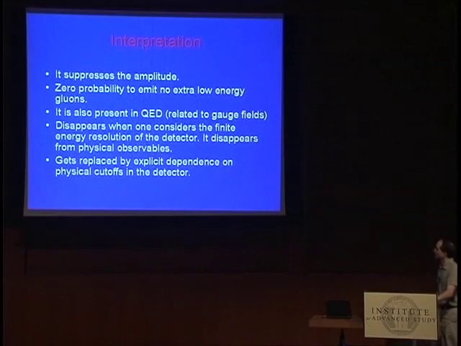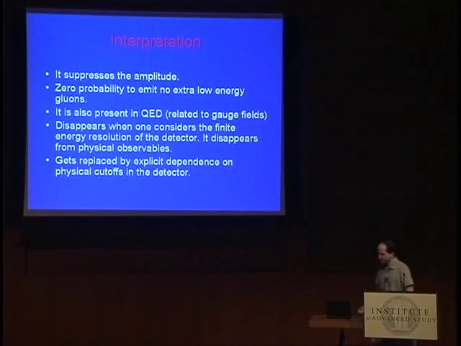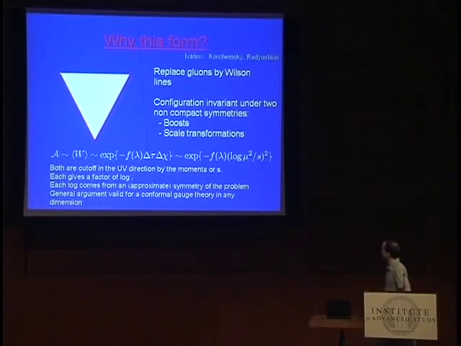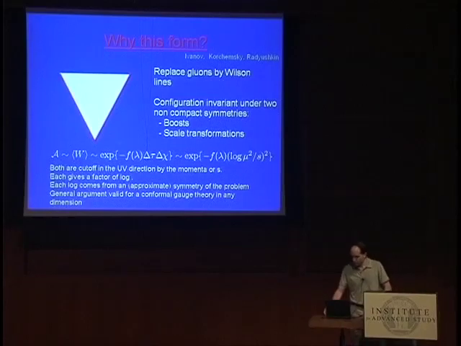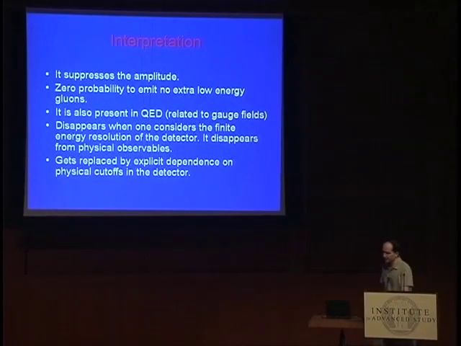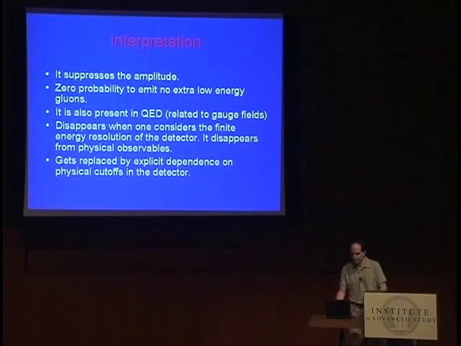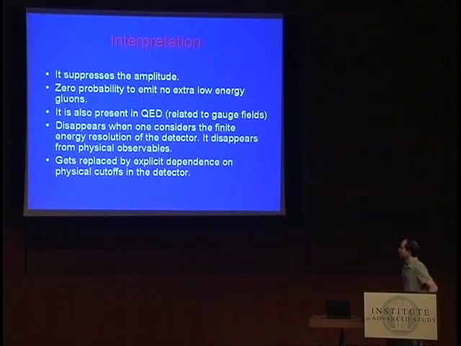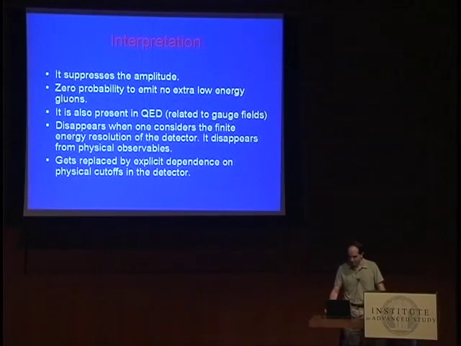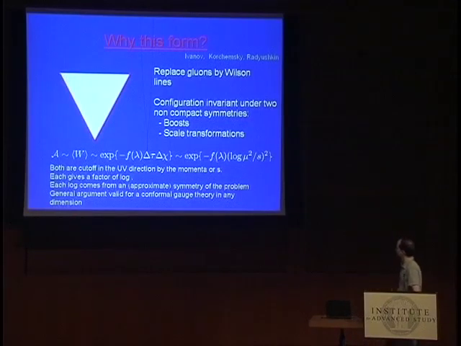Now, of course, the interpretation of this double log, of this divergence, is that it suppresses the amplitude. So even though it's a divergence, it's exponentiated, and so it makes the amplitude very small, so F is positive. It's just saying that we have zero probability to emit no extra gluons. This is standard, it's also present in QED, so if those two lines were two light-like electrons, we would also get this double log. Of course, if the field theory is not conformal, then in addition you'll have some running of the coupling, and here this will be replaced by an integral where you also integrate, and so on.